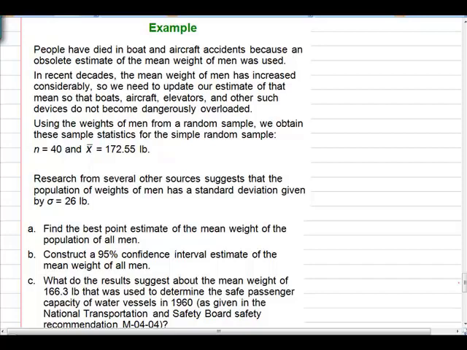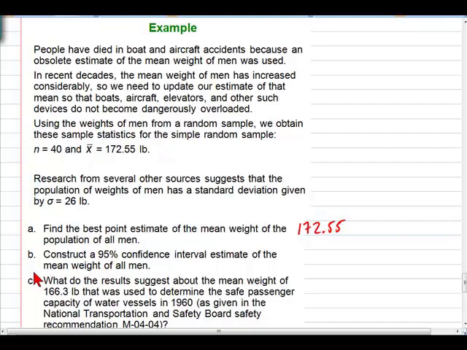Using the weights of men from a random sample, we obtain these sample statistics for the simple random sample. n is equal to 40, so that's our sample size. x bar is the average from the sample, 172.55 pounds. Research from several other sources suggests that the population of weights of men has a standard deviation of sigma equals 26 pounds. So here sigma is known. Our best point estimate for the mean weight of the population of all men is going to be that 172.55. Part B says construct a 95% confidence interval estimate of the mean weight of all men.